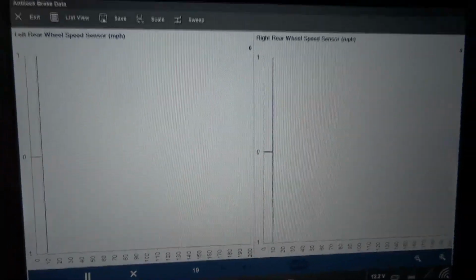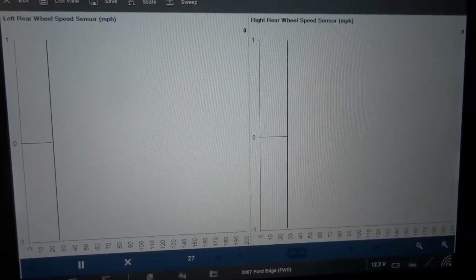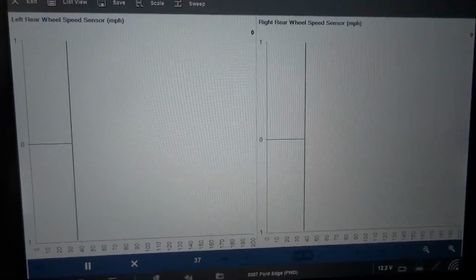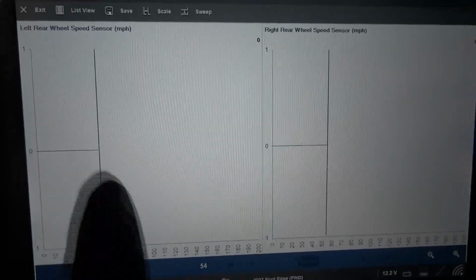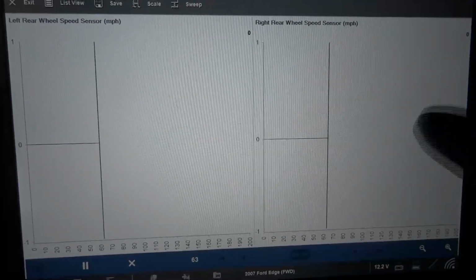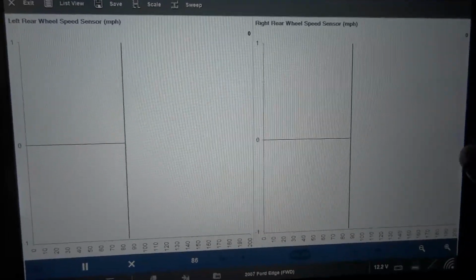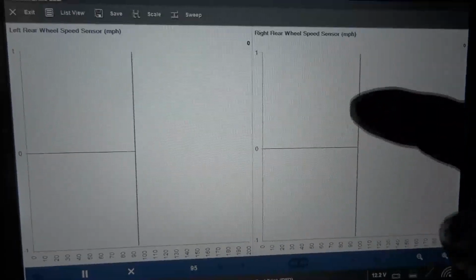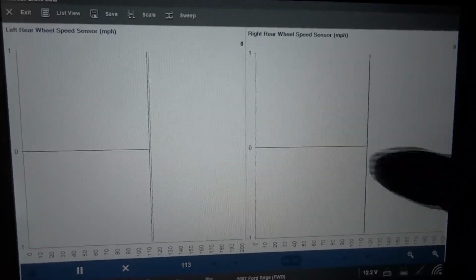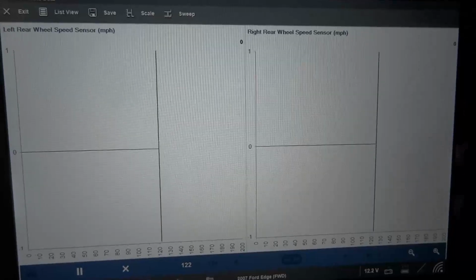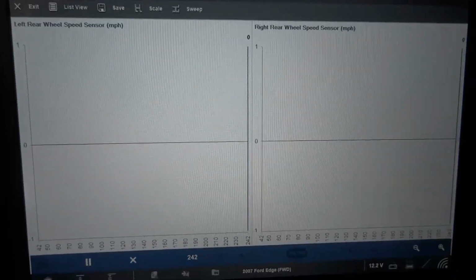So now what I want to do is go outside the vehicle. We're going to leave the key on, and we're going to spin the wheel. Okay, the rear wheels. We're going to spin the left rear, and we're also going to spin the right rear. If the sensor is good, when we spin the wheel, there should be a signal over here on this graph, because when the wheel starts to rotate, the sensor will start creating a signal, okay? So now let's go outside and test the sensors.